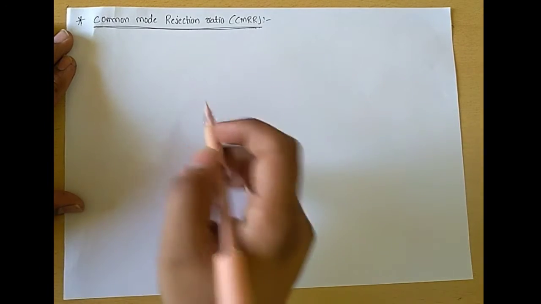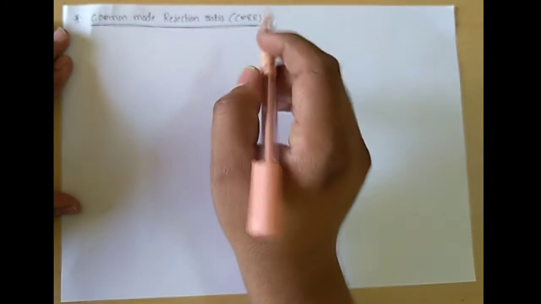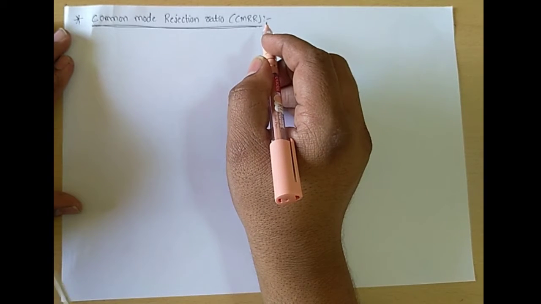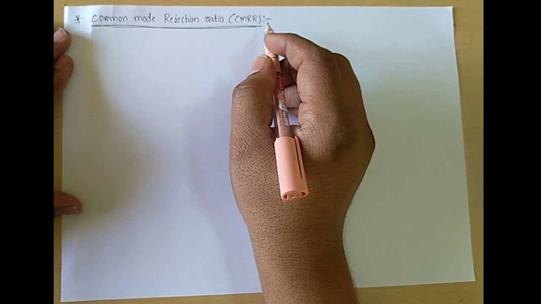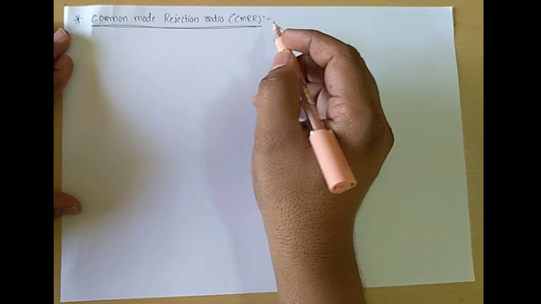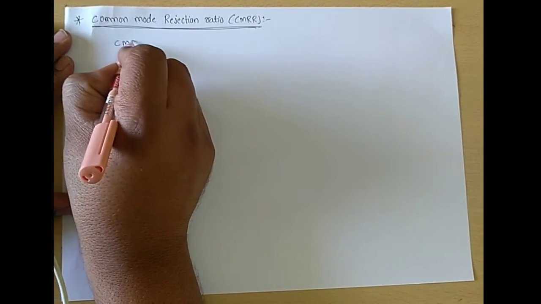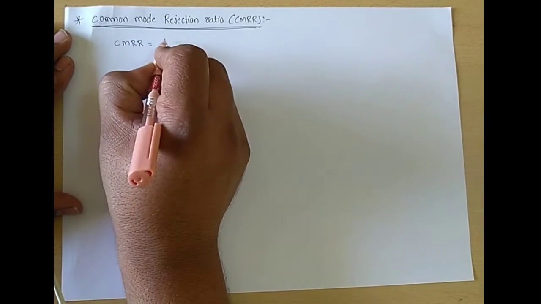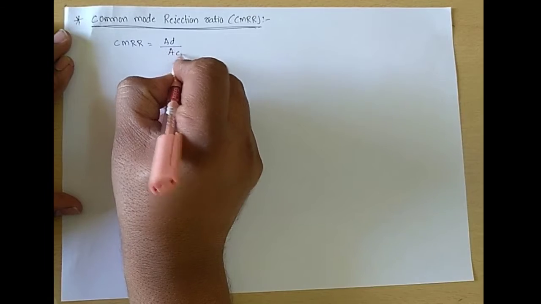Today we are discussing common mode rejection ratio, that is CMRR. First of all, what is the CMRR? The CMRR means the ability of the differential amplifier to oppose the common mode signal. The common mode rejection ratio can be defined as the ratio of the differential mode gain AD by the common mode gain AC.